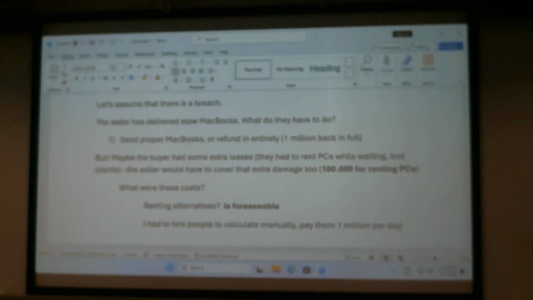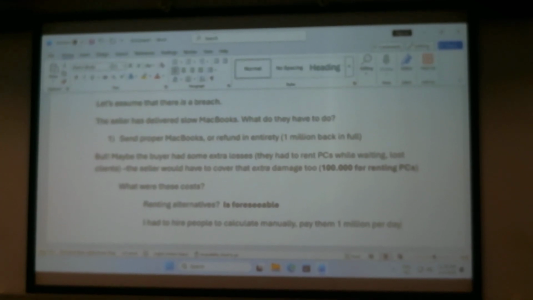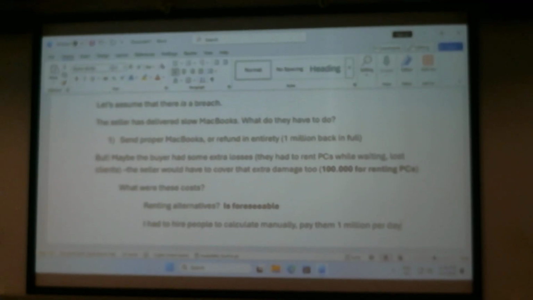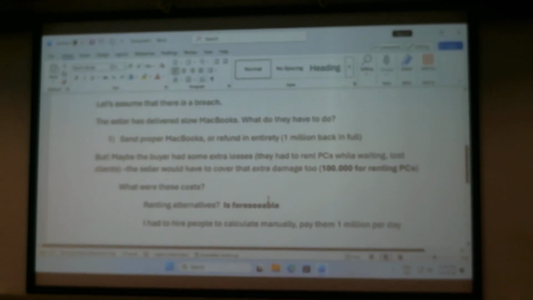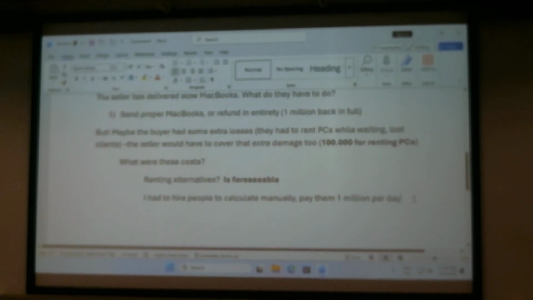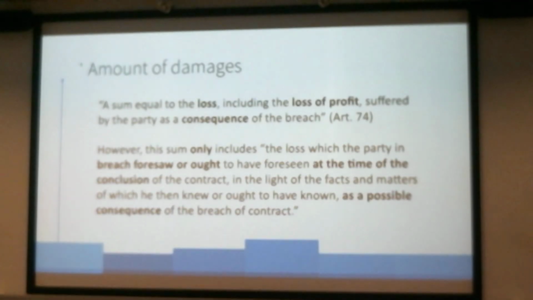So the requirement of foreseeability is just, could a reasonable person, when the contract was concluded, know that the other one would be harmed in this way? So that is the basic framework here. Not so basic, I assume, but manageable. So where do we then move on? So we have those two requirements.